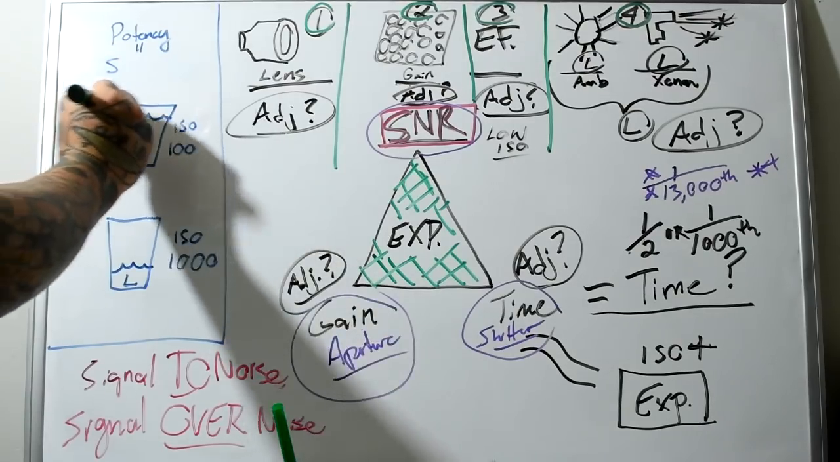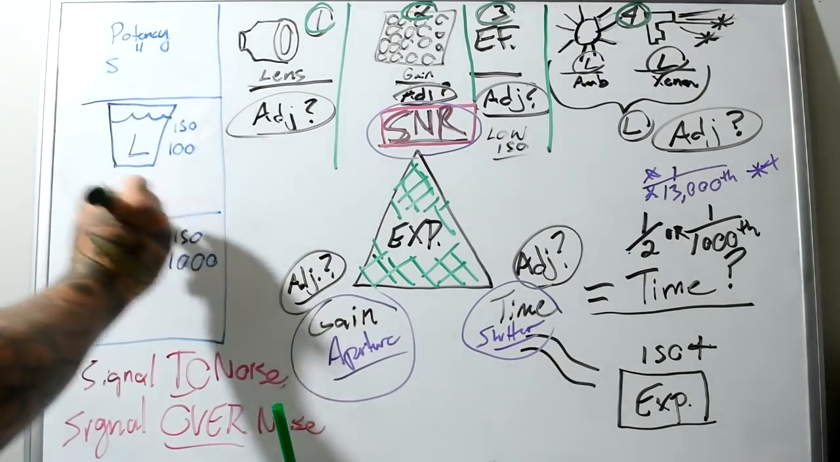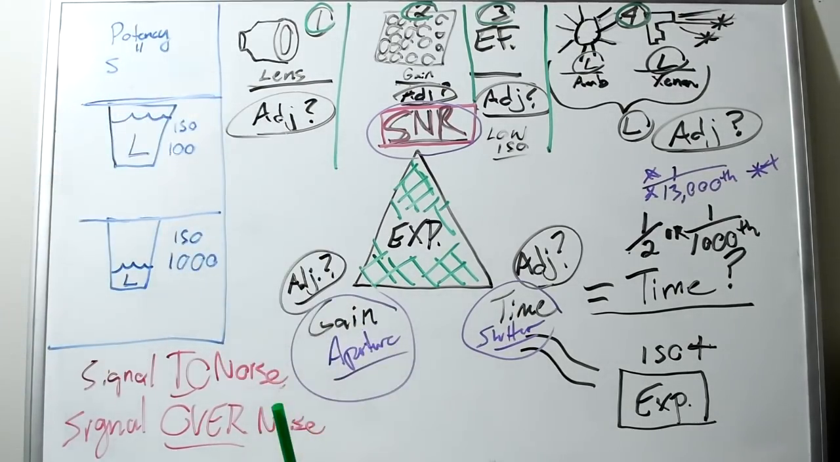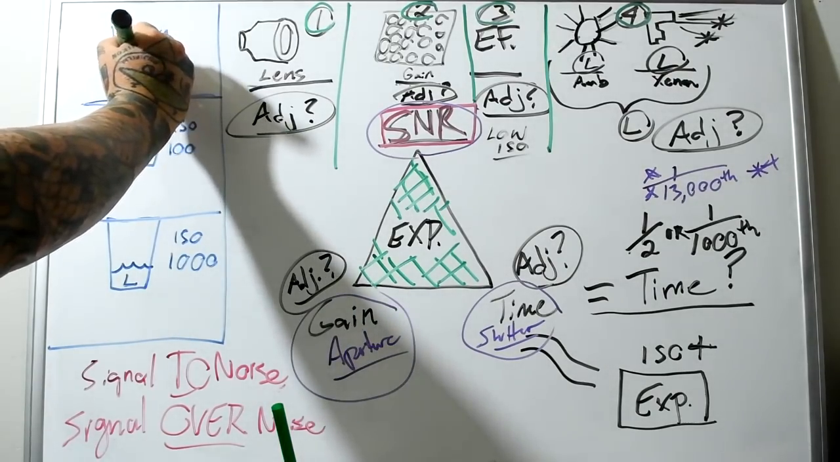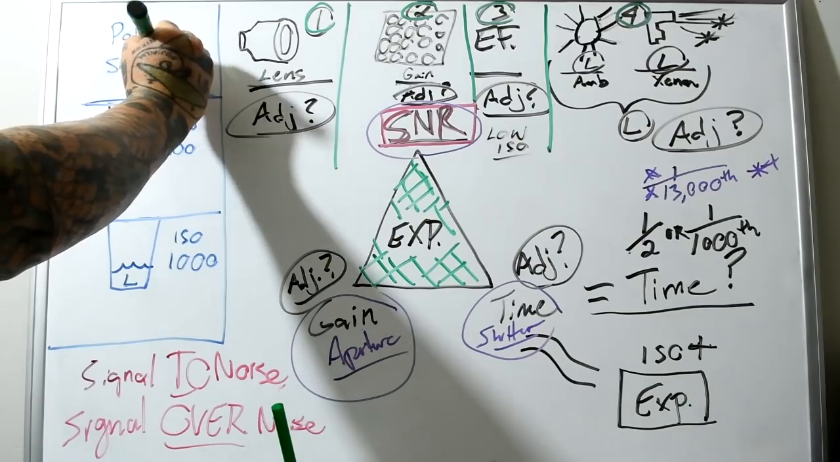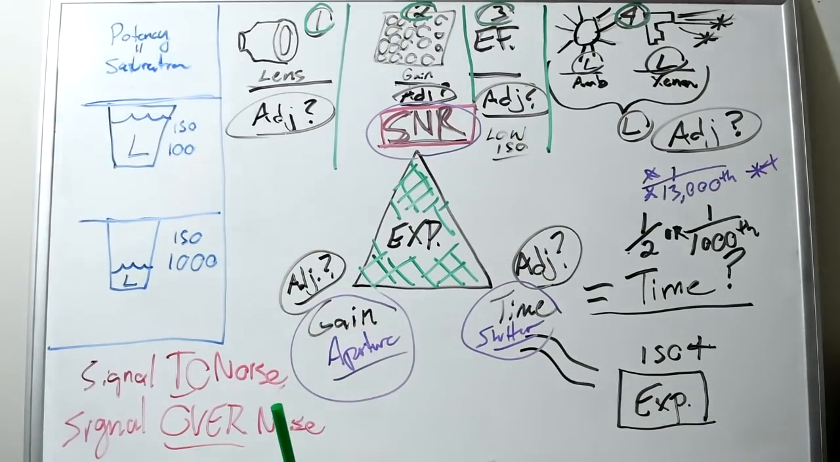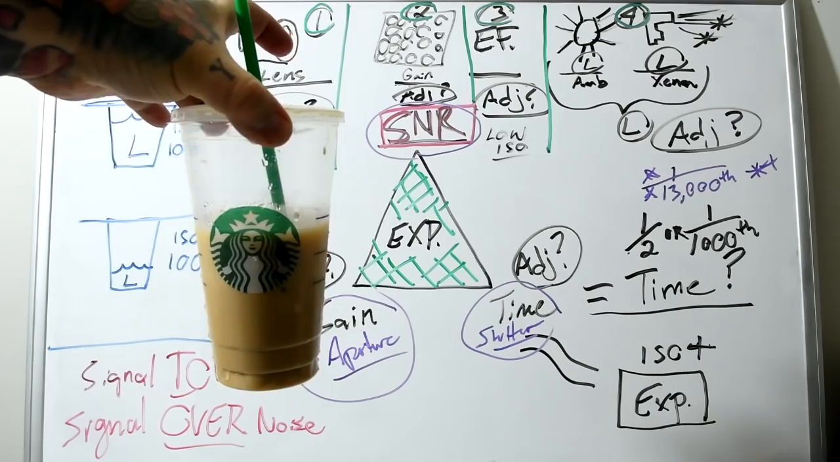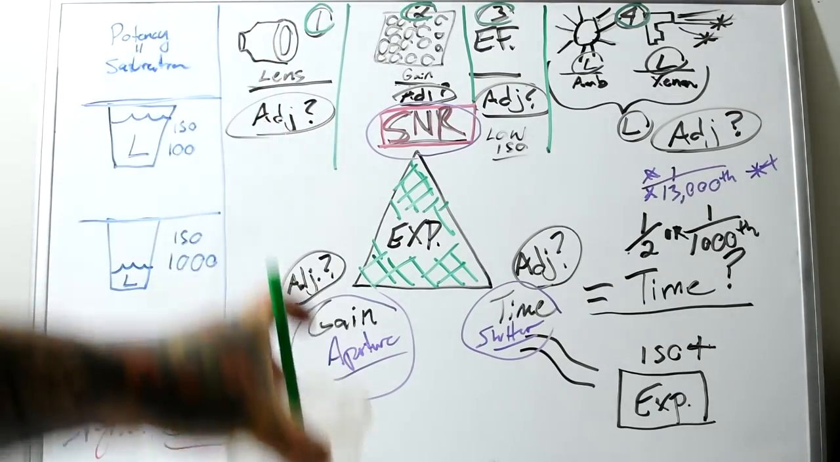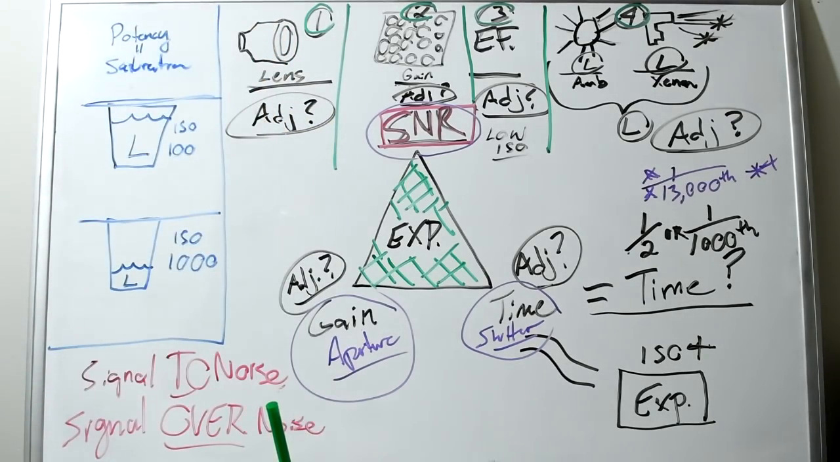So right here is the level we want to reach for ETTR, exposing to the right, or sensor saturation. Potency equals not efficiency, but saturation. Saturation. So let's do a comparison between low ISO and high ISO. Every time you get an expensive, burnt-tasting coffee, and I'm not going to name the brand, but you can guess which one, I fill it up with about that much coffee, right?